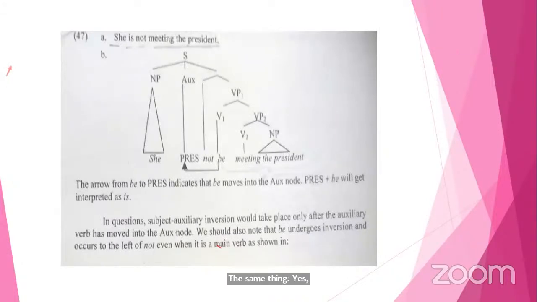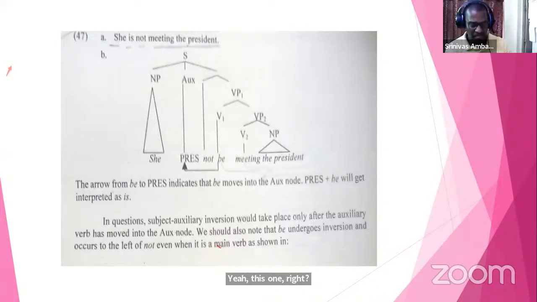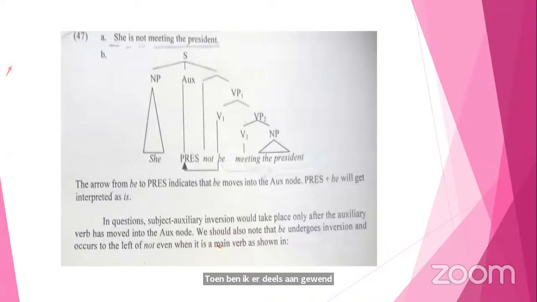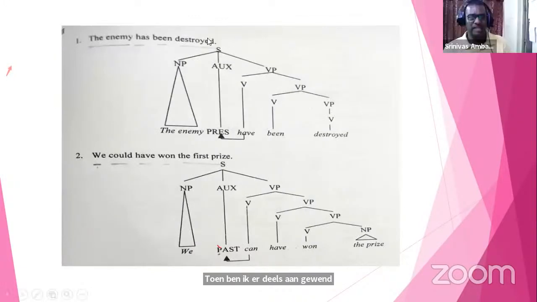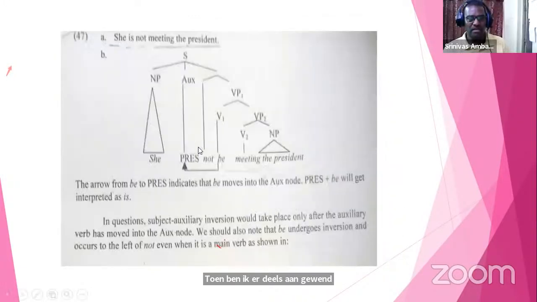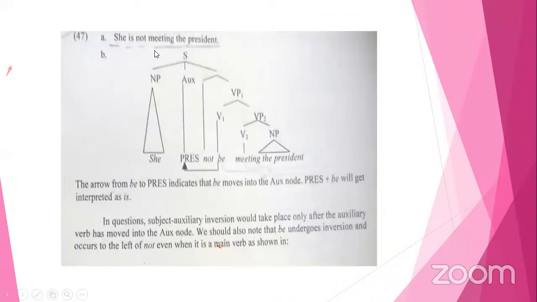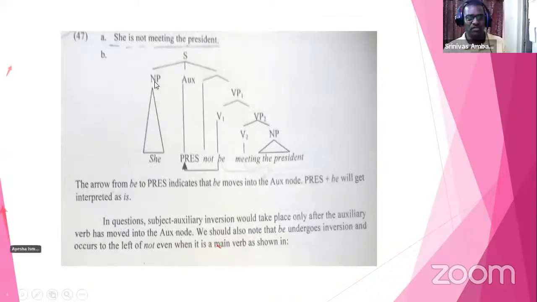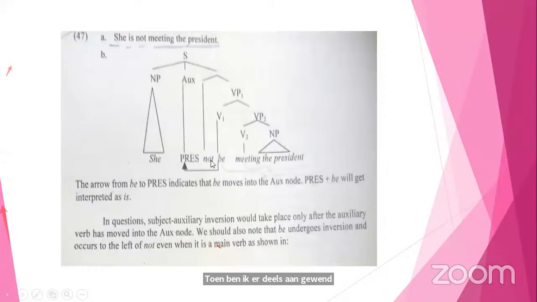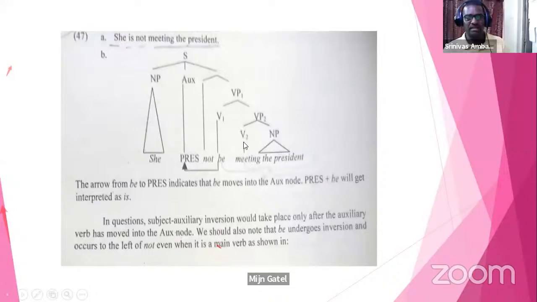She is not meeting the president. Negative sentence. Is not meeting the president. So it is present tense, present negative. She is a noun phrase, and present tense, auxiliary verb. Not here is negative. And be, she's be, is the B1 form. Meeting is V2. The president is a noun phrase.